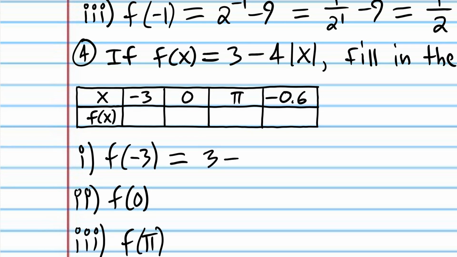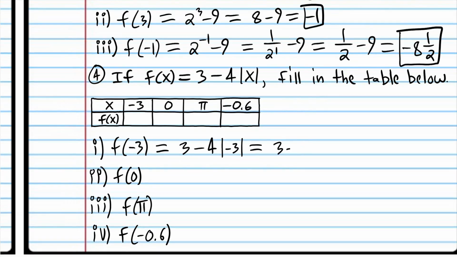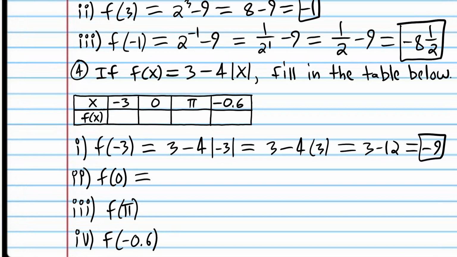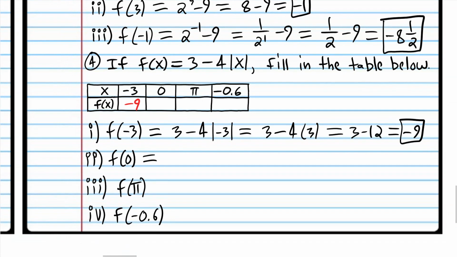So 3 minus 4 times the absolute value of negative 3. So that's 3 minus 4 times 3, because the absolute value of negative 3 is 3. Then we have 3 minus 12, which is negative 9. So I can enter in negative 9. That's the output if the input is negative 3 for this particular function. So again, I wrote this expression, except instead of x, I plugged in negative 3.